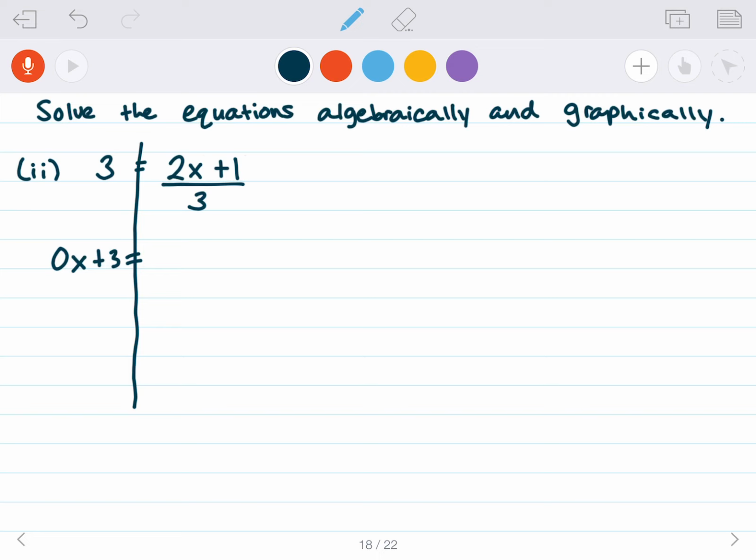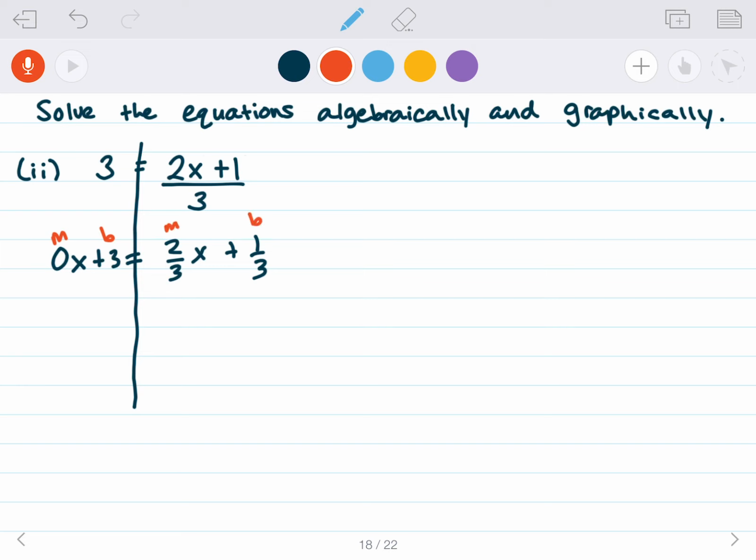On the right side, we can separate the fractions out since the two terms on top are all over a single number. We can separate them out as 2/3 x plus 1/3. And at this point, we're also in mx plus b form. So again, on the left side, m is 0, b is 3. On the right side, m is 2/3, b is 1/3.